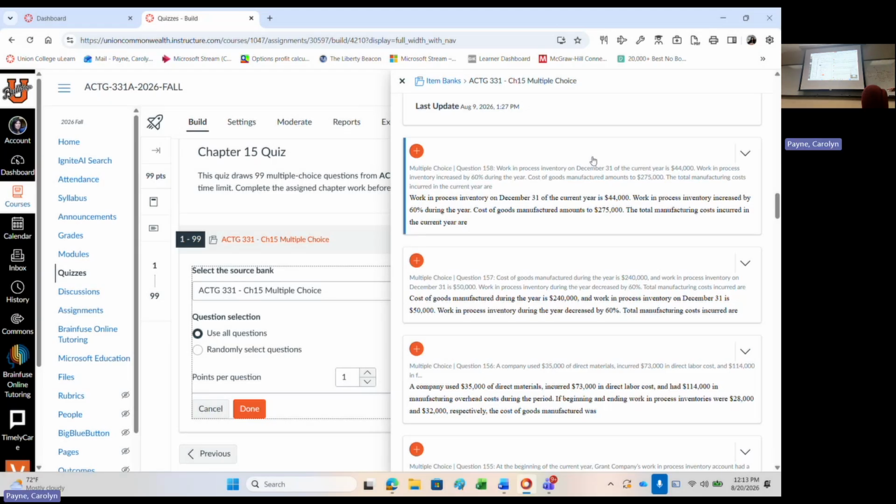Work in process at the end of the year is 44,000. Work in process increased by 60%. So if I divide that by 1.6, I'm getting 27.5. Right?